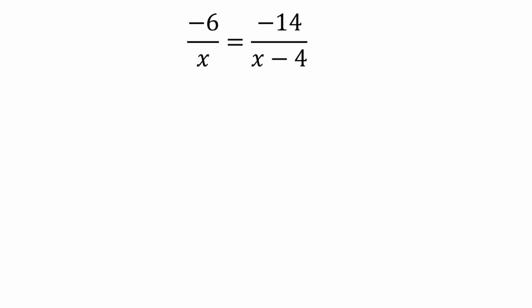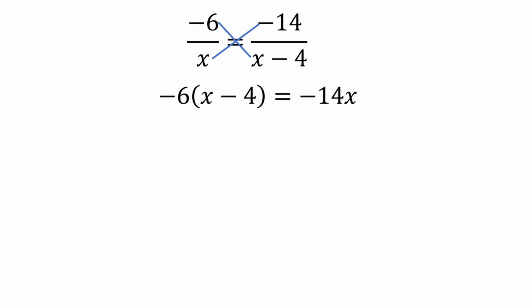Let's try negative 6 over x is equal to negative 14 over x minus 4. If you have two fractions set equal to each other, you can cross multiply, which is just a fancy way of saying multiply both sides of the equation by the denominator. If we cross multiply, that means we should multiply negative 14 by x, and we should also multiply negative 6 by x minus 4. This will give us negative 6 times x minus 4 on the left-hand side, and negative 14x on the right-hand side.